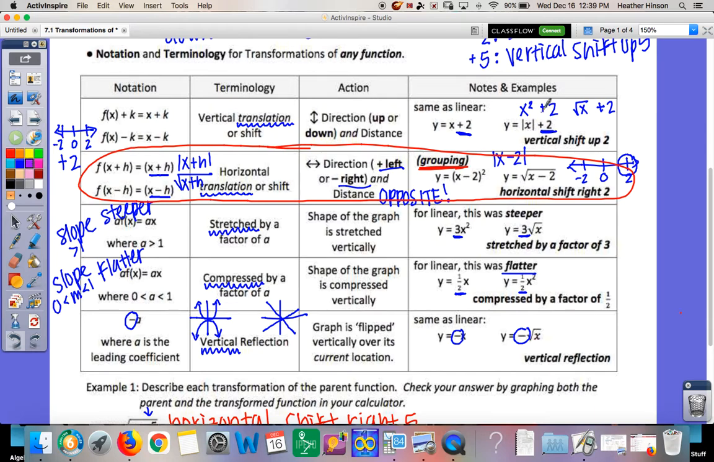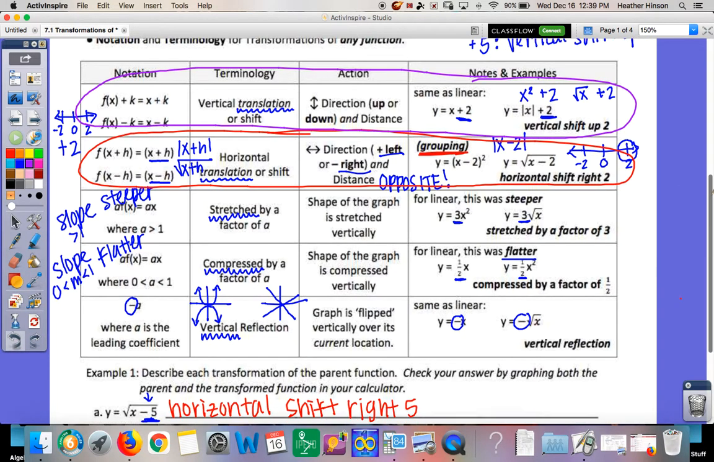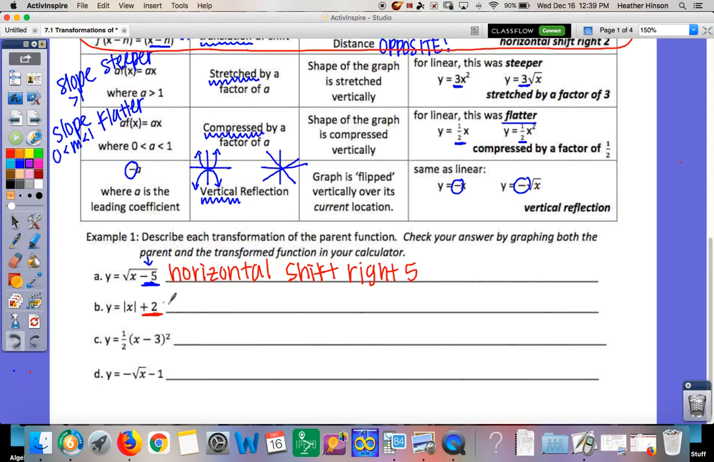Outside at the end is going to be your vertical shift. Those are just going to be tacked on to the end. So this is going to be a vertical shift, and we don't have to do anything special. It's positive, so it's going to go up 2. And again, we can check this out.